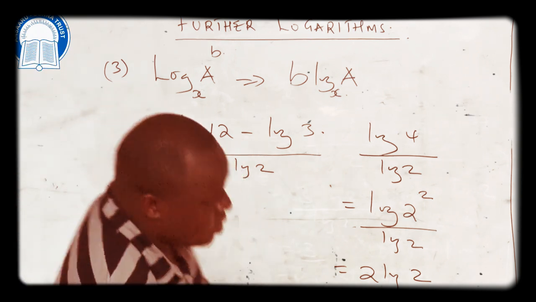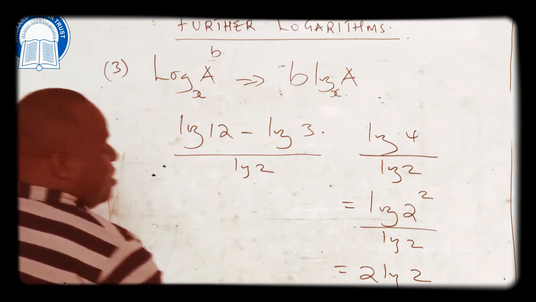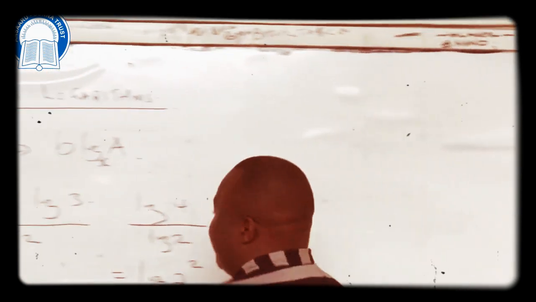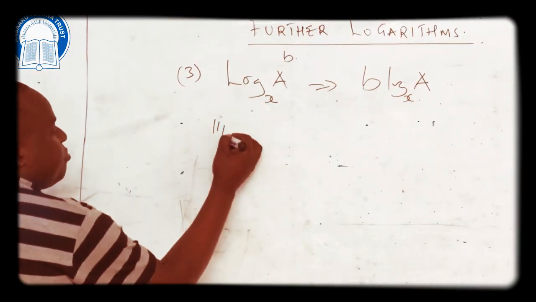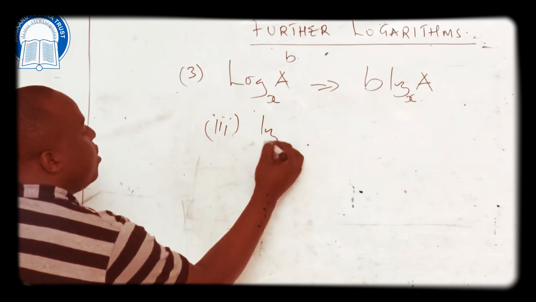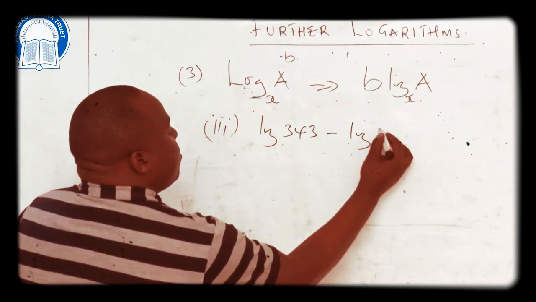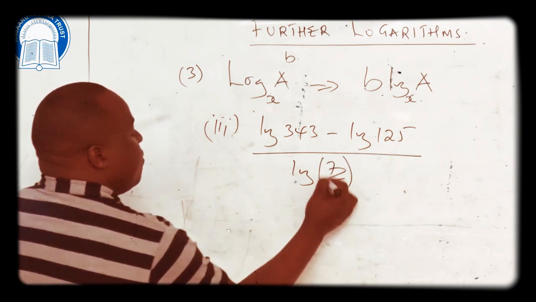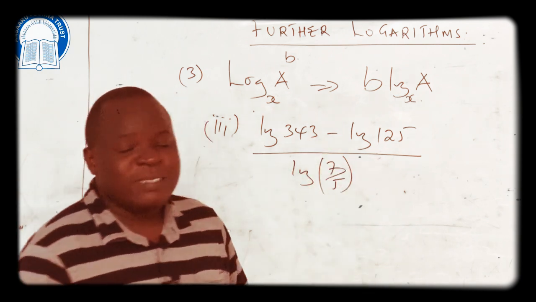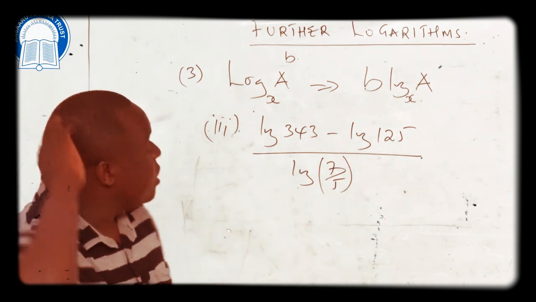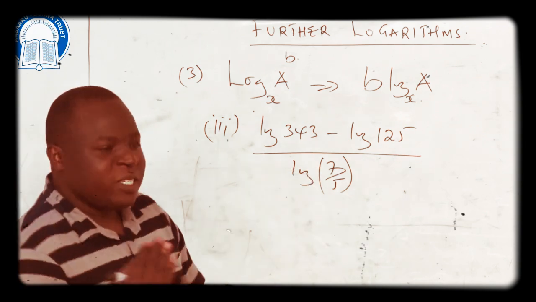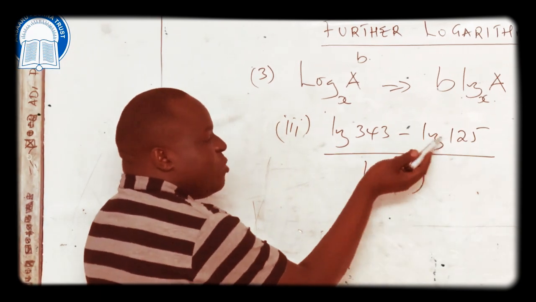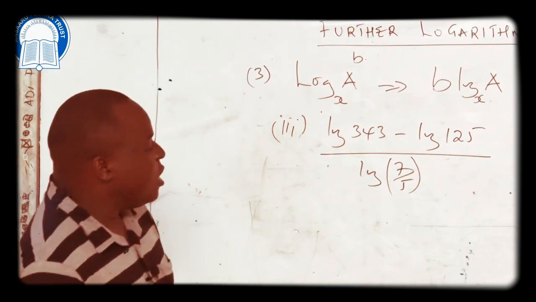Another example, slightly harder than this. Okay, the third example I'll show you is log 343 minus log 125 over log 7 over 5. So always notice the slight difference in the kind of questions that I'm using. Now in this question, it's not much different from the others that I've explained already. Just know that anytime there is an over, there is a way in which this number must be written in terms of this, in one way or another.